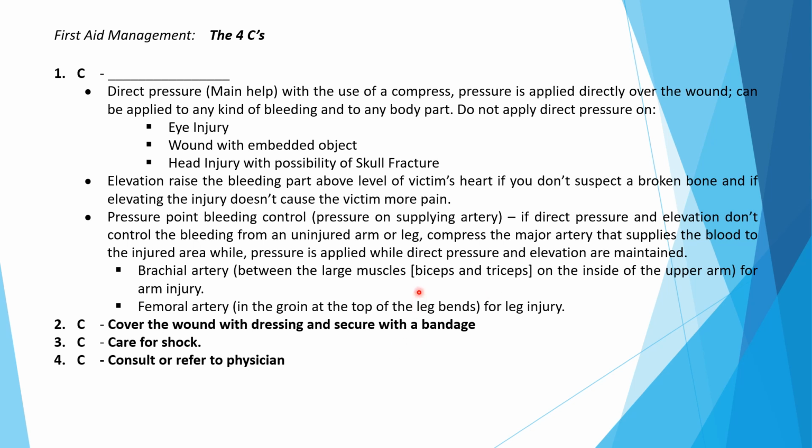So we have pressure points on the major blood vessels that supply the area. For example, for bleeding in your arm or forearm, you control it with the brachial artery. By doing this, you apply pressure on the biceps and triceps. And of course, this includes your tourniquet application, to stop the bleeding. Then the femoral artery, in the groin at the top where the leg bends, is for leg injury. So either the brachial artery or the femoral artery. So this will be your tourniquet application. How would you spell it?